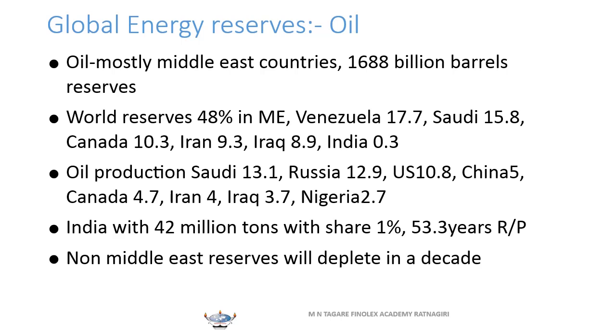Okay, so if we consider the scene for India, India has just 42 million tons of oil reserves, and our share is 1%. Now if we consider the R by P ratio for oil, it is just 53.3 years, as compared to coal, which is 113 years. Now you will find oil is going to last for the next 50 years.